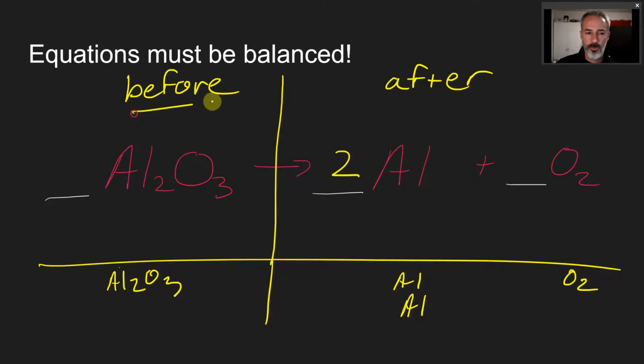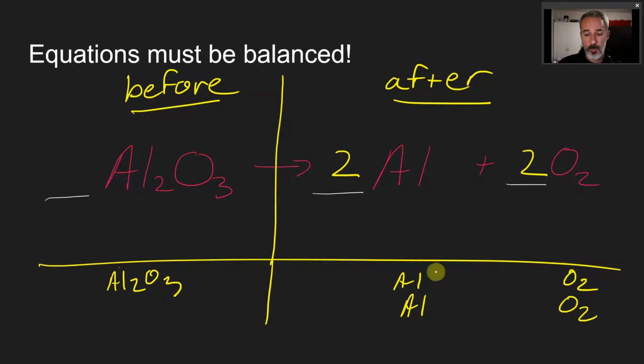Which side, the before side or the after side, needs more oxygens? Definitely the after. Do you see there's only 2 there, and over here there's 3? So this is a 1 right now. I can notch it up to 2, and that gives me 2 O2s. Now how many oxygens do I have on this side? 4, which isn't going to work over here because that's 3.